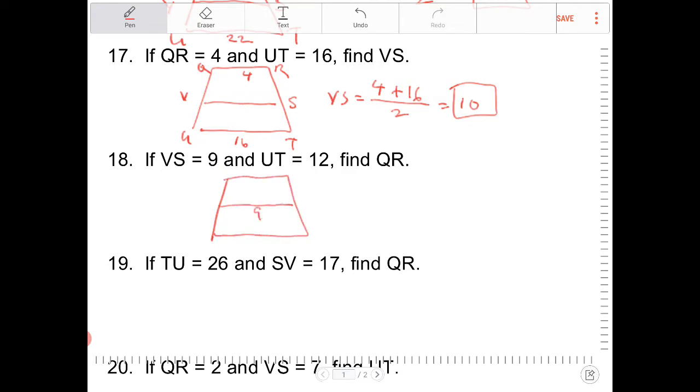Here I'm told that VS is 9, UT is 12, and I need to find out what QR is. So I'm calling QR X. So X plus 12 divided by 2 is equal to 9. Multiply both sides by 2. X plus 12 is equal to 18. Subtract both sides by 12. X will equal 6. Or QR is equal to 6.